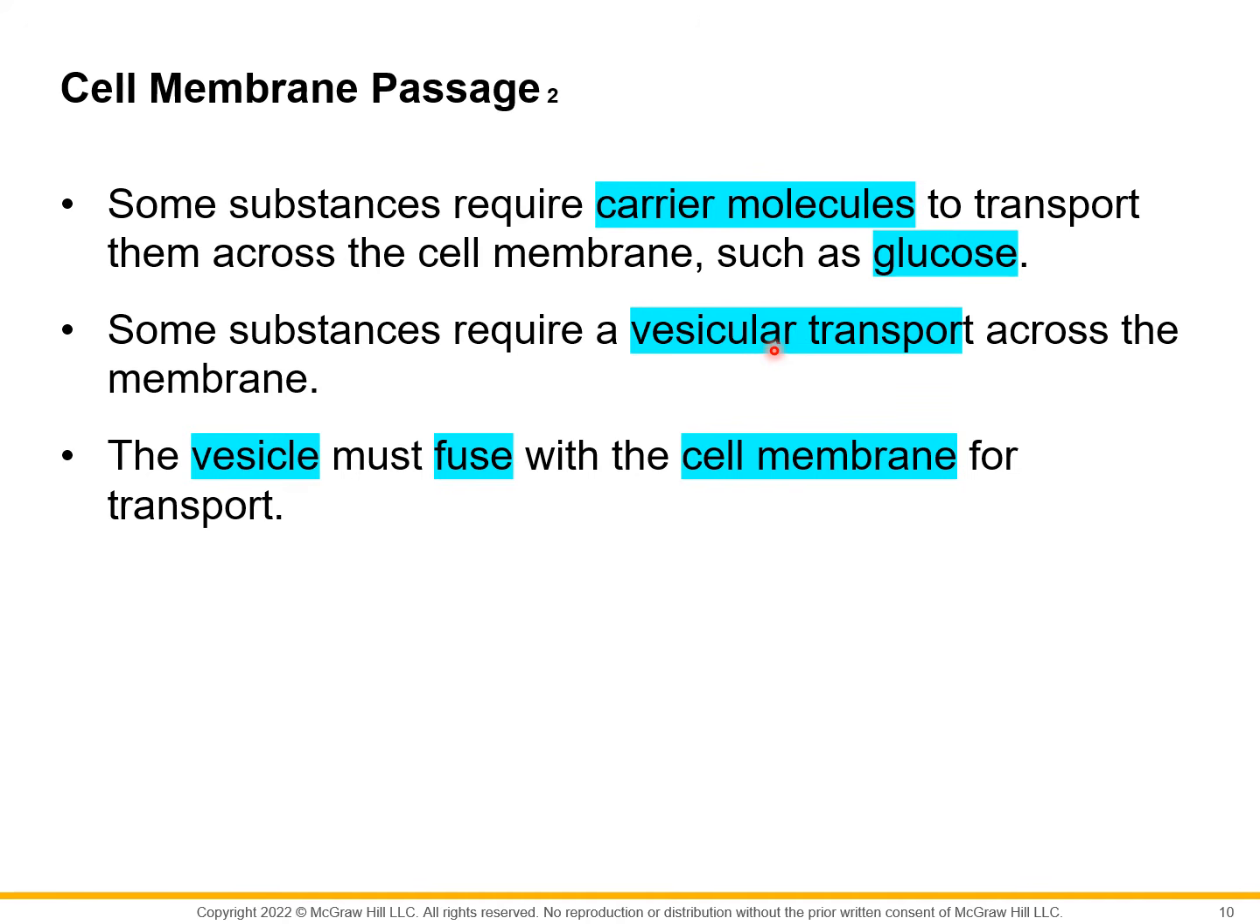Next, some substances require a vesicular transport across the cell membrane. But what does that mean? So there must be a vesicle, right, or kind of like a container, no, a sac, or kind of like a bag that must fuse with the cell membrane for transport. So ano pong meaning na? Yung vesicle, it would have to kind of like connect or yun nga, fuse with the cell membrane or become one with the cell membrane to release the materials inside of it.